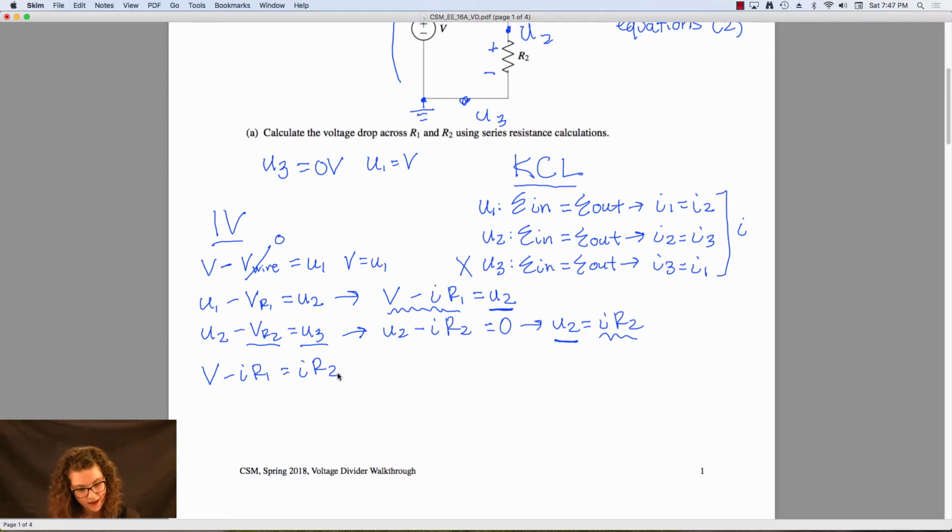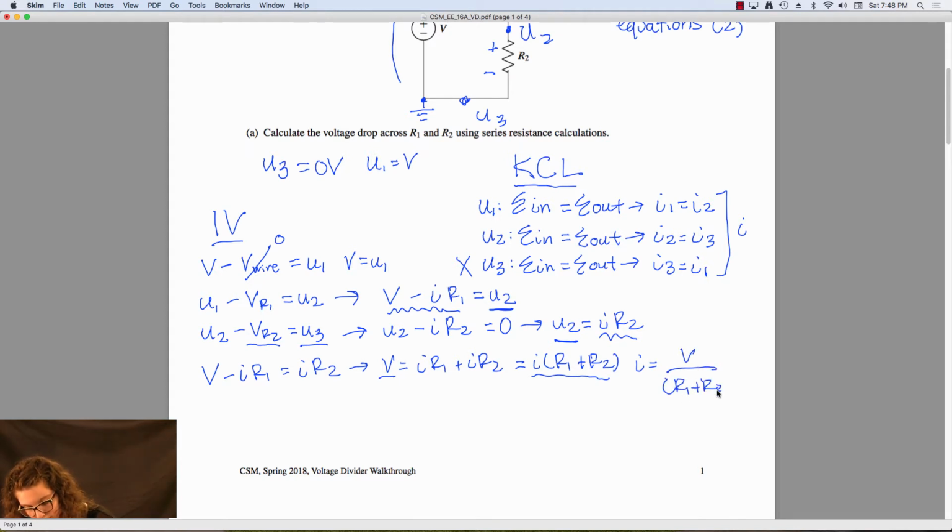From here, I can solve for the current through the resistors, our one unknown I, because we do know V, and we know both our R's, even though they're all symbolic. So let's solve for I. Let's put all I on the same side of the equation to isolate it. So V is going to equal IR1 plus IR2. We can factor I out of each of the expressions. So V is equal to I times R1 plus R2. So I is equal to V over R1 plus R2.